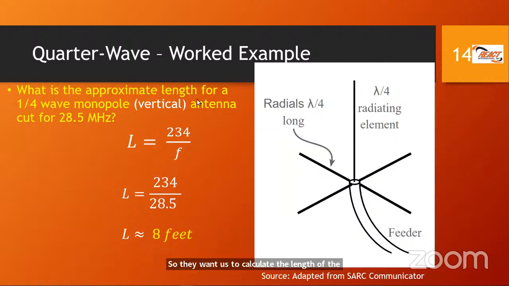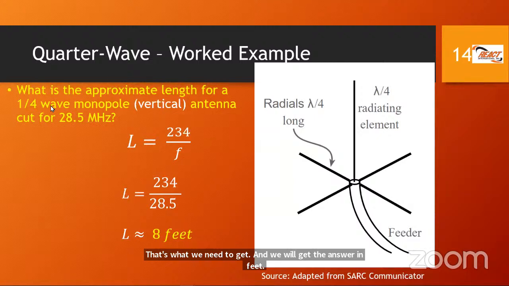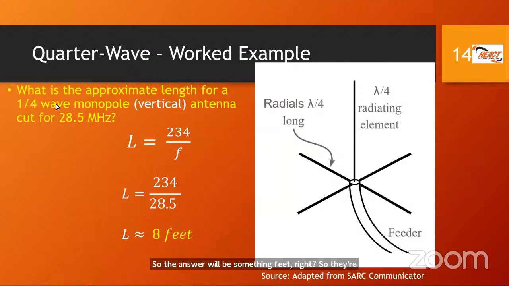And we will get the answer in feet. So the answer will be something feet, right? So they're asking us for the length of the antenna. But what type of antenna? Quarter wave. So we already know we need to use the formula for the quarter wavelength antenna. L is equal to 234 divided by F, which is frequency.